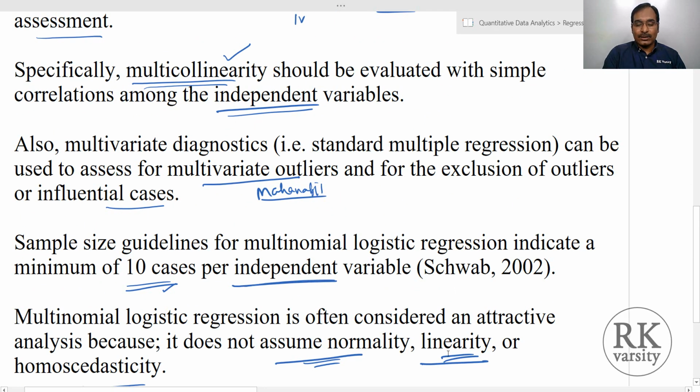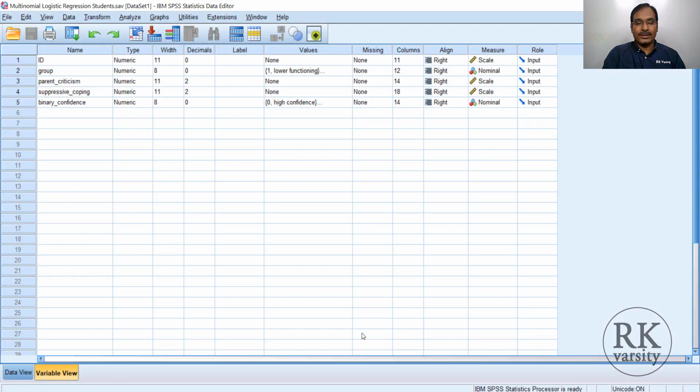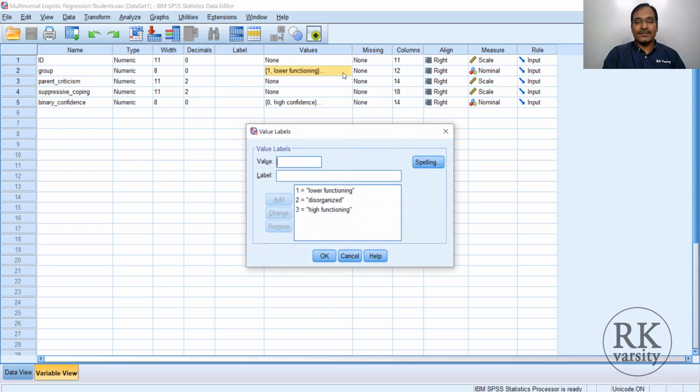Now I explain this with data which I borrowed from a textbook by Myers et al. So here our dependent variable is group. So group is classified into three categories. So group is your dependent variable which has three categories.